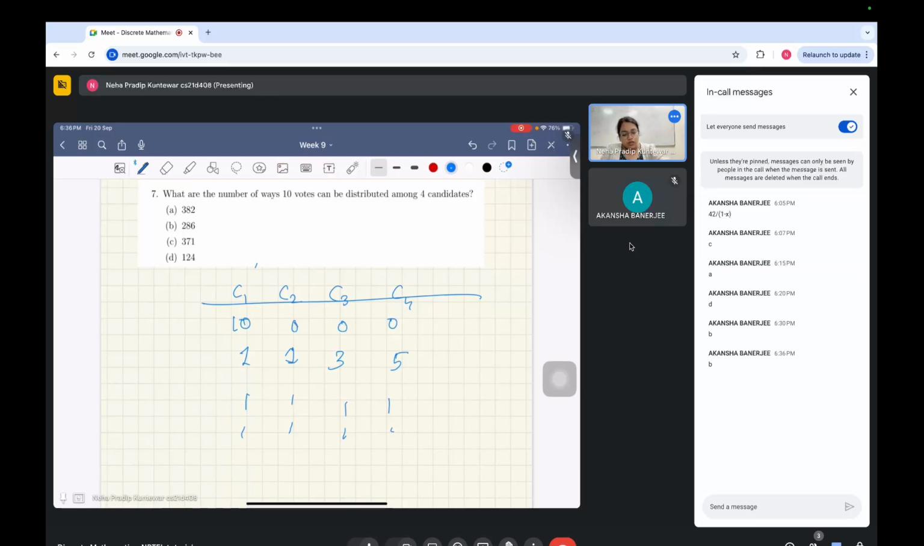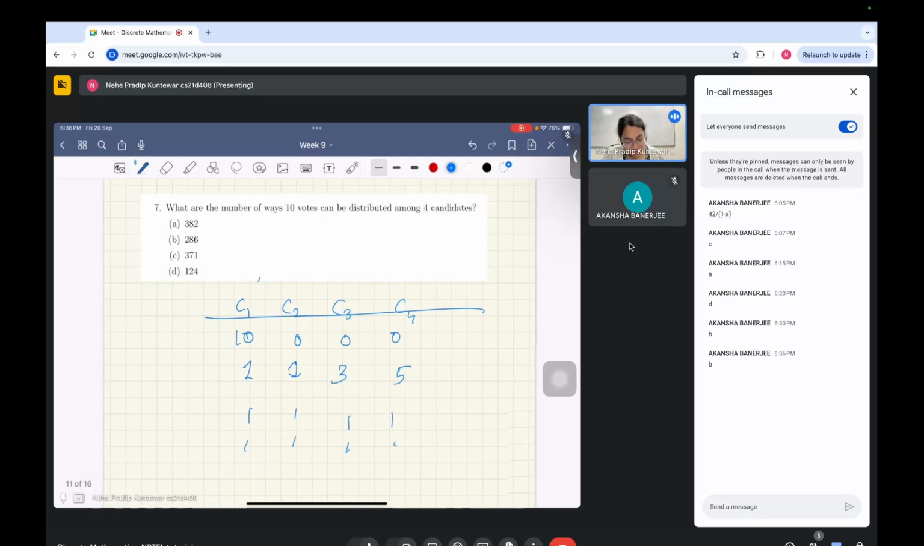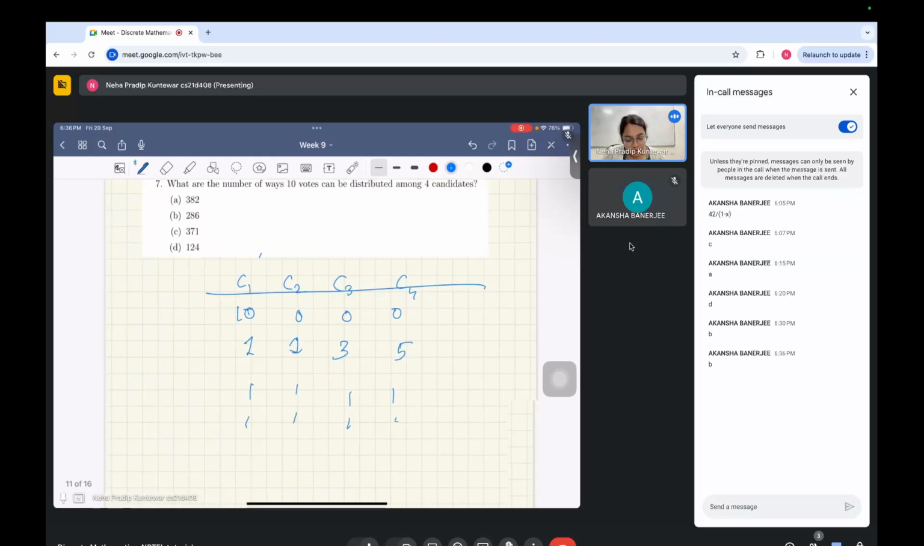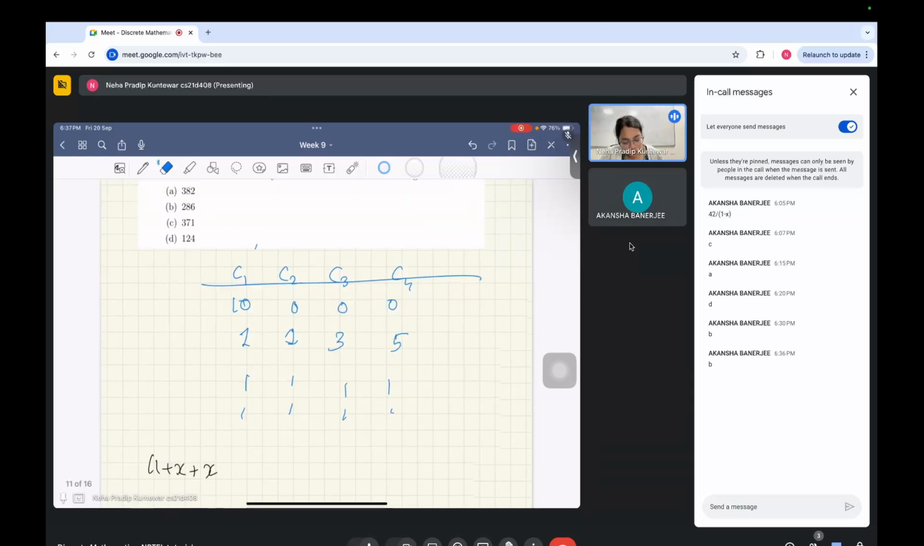Okay, good. So can you spell out the polynomials that you got? Ma'am, 1 plus x square plus x cube plus so on plus x power 10 whole power 4. The coefficient of x power 10 in that. Right, good. So you have 1 plus x square.